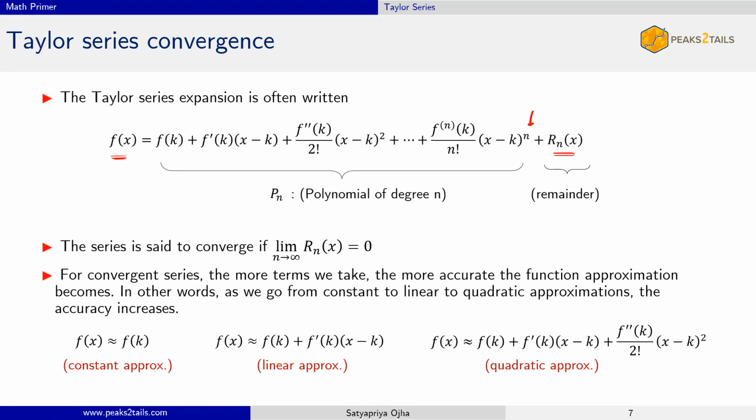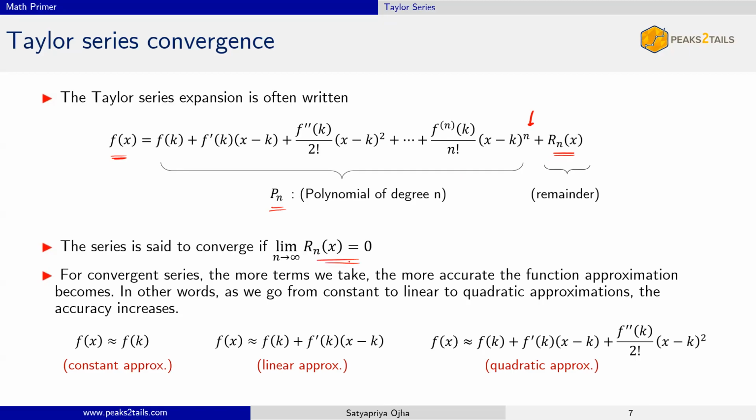Now the remaining terms are called the remainder. Till the nth term, it is a polynomial of degree n. Let's call this part Pn, the one that I've highlighted, Pn plus some remainder. Now we say that the Taylor series expansion converges if, as n tends to infinity, the remainder becomes zero.